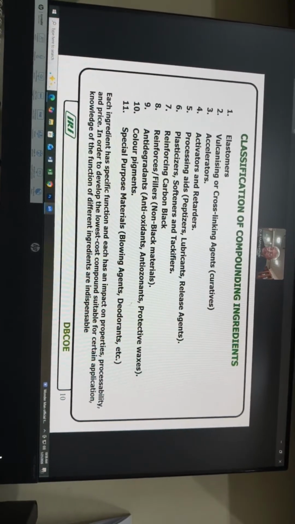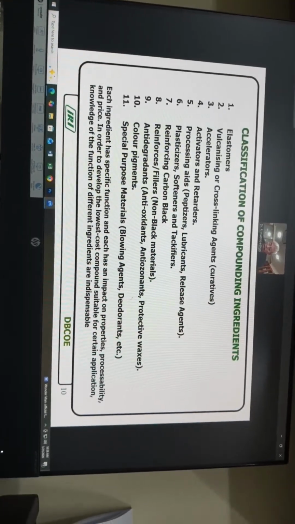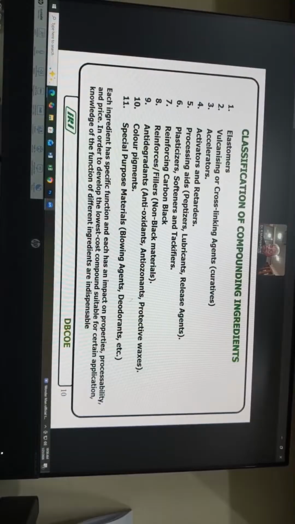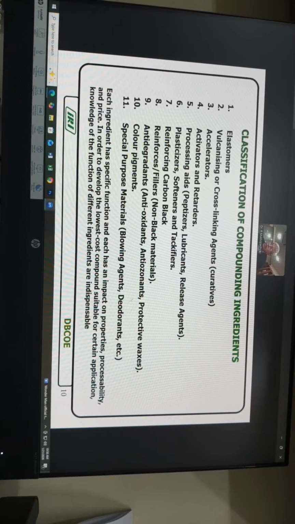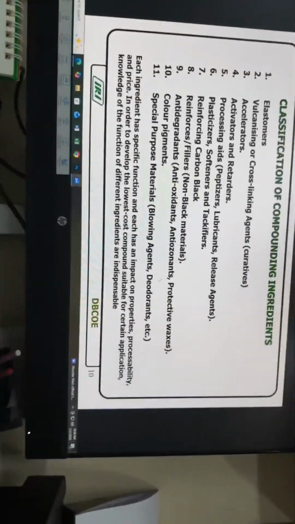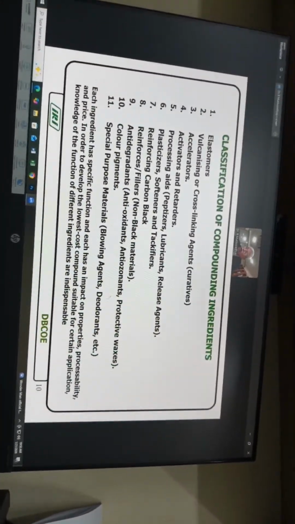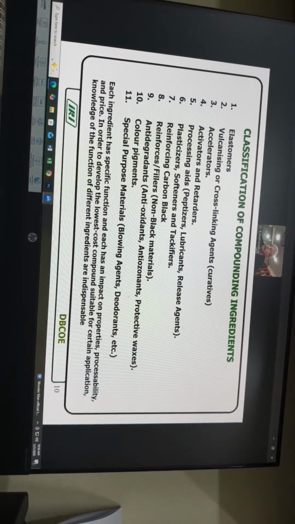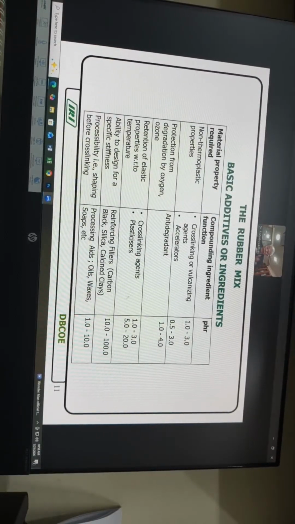Each ingredient in the compound has a specific function and has an impact on the performance, properties, and processability, including the price. You can make a very good product, but if the price is not competitive, it is very difficult to sell. So in order to develop a cost-effective, cost-optimized compound, you need knowledge of the application, knowledge of the function, and also awareness of the cost of the materials. Now let me be very clear, there are different ingredients.